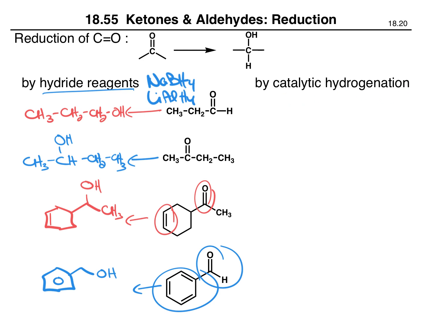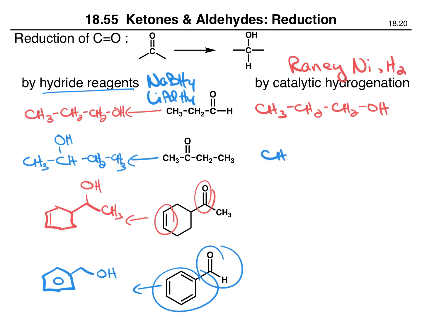Typically, it's not the same conditions as what you would use to convert an alkene to an alkane. There is a particular catalyst called Raney nickel. So treatment of an aldehyde or a ketone with Raney nickel and hydrogen can carry out a reduction. Our first aldehyde will be converted to the same alcohol, and our ketone will be converted to the same alcohol that we got with sodium borohydride or lithium aluminum hydride.